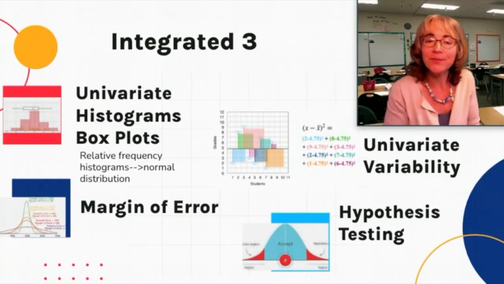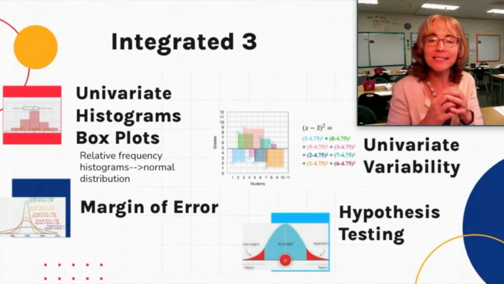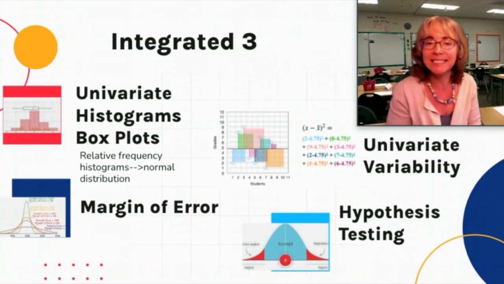So Integrated 3 is where everything compiles together and their understanding is kind of firmed up with univariate data. So students again look at histograms and box plots, and this time they create relative frequency histograms, and then when appropriate, connect those to the normal curve. Desmos allows us to do all of that. In addition, in Chapter 6, they look at margin of error, hypothesis testing, and then different kinds of samples, so connecting back to what they learned in 7th grade.